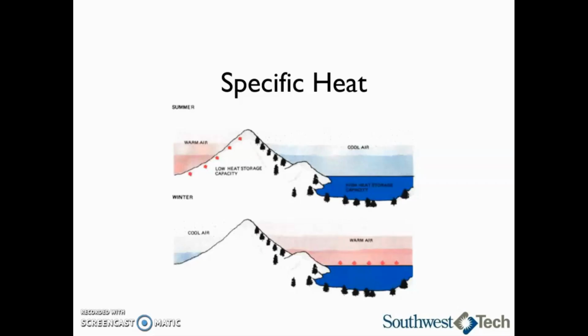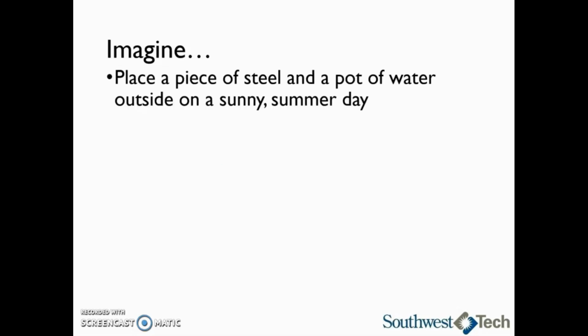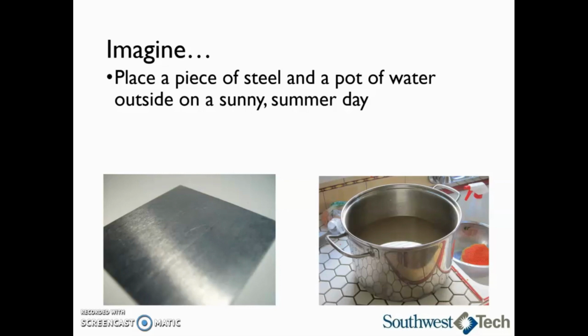The fifth lecture video on temperature and heat will cover specific heat. To motivate our discussion on specific heat, imagine a piece of steel and a pot of water outside on a sunny summer day. What happens to each substance? Well, the steel gets very hot, but the water only warms a little bit. It won't start boiling or scald you.